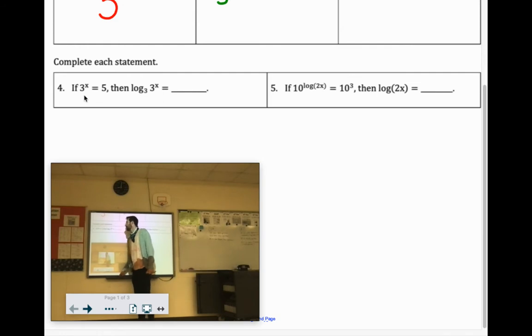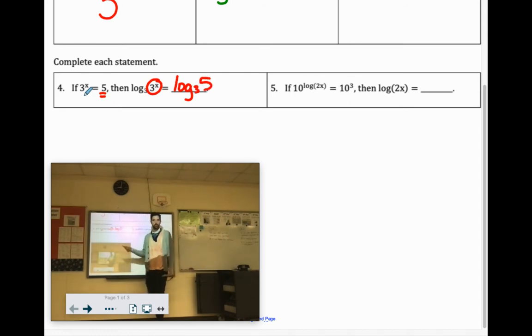If 3 to the x equals 5, then log base 3 of 3 to the x, well, we could replace the 3 to the x with 5. So that would just be log base 3 of 5. Now you could do the change of base formula, but that's all they wanted on this one. They just wanted it simplified.